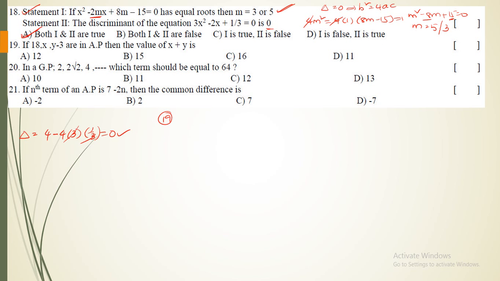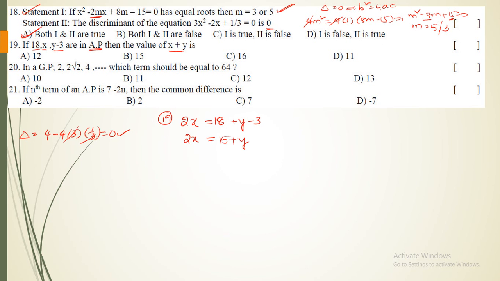So what he has given, 18, x, y minus 3 are in AP. So that means 2 times the middle number, 2 times x, is equal to the sum of the other two numbers, 18 plus y minus 3. From this, 2x is equal to 18 minus 3, which is 15, plus y. So I got 2x is equal to 15 plus y.